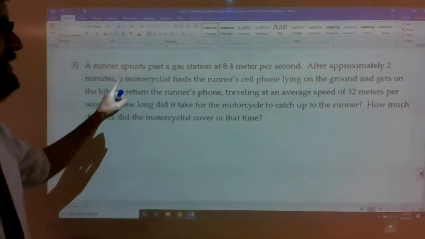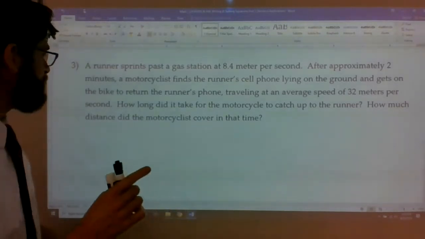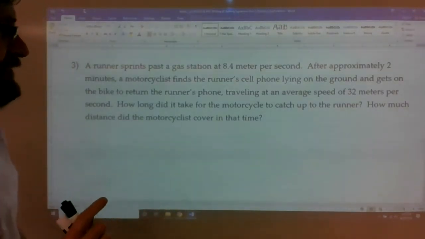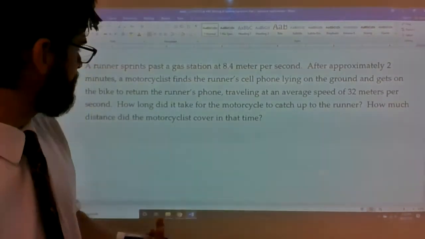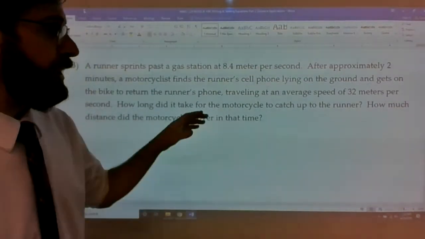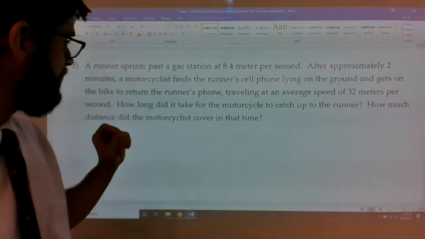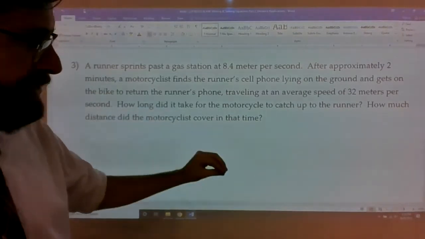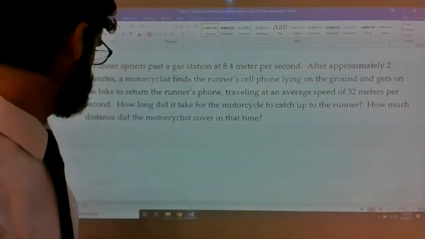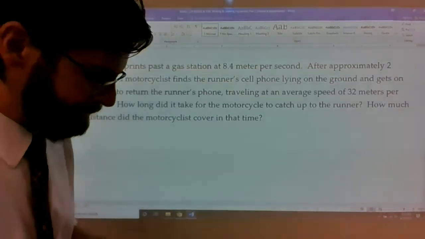So a runner sprints past a gas station at 8.4 meters per second. After approximately 2 minutes, a motorcyclist finds the runner's cell phone lying on the ground and gets on the bike to return the runner's phone. Traveling at an average speed of 32 meters per second. That's pretty fast. How long did it take for the motorcycle to catch up to the runner? How much distance did the motorcycle cover in that time to make it happen?